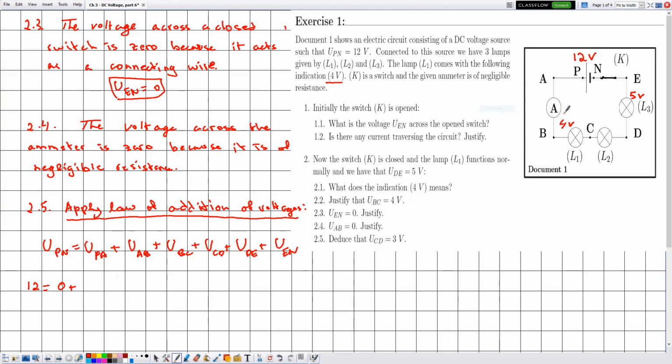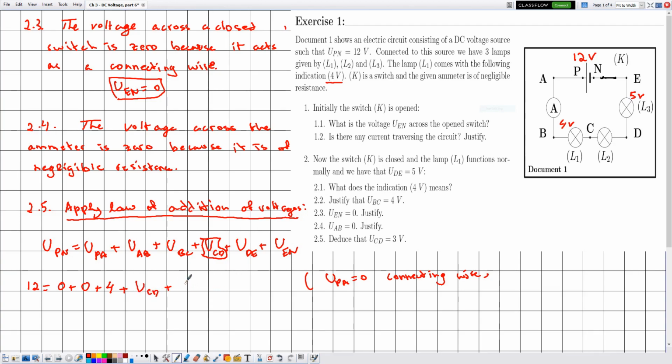Notice that we didn't justify previously why UPA is equal to 0. So here between the brackets, UPA is equal to 0, and the reason is given by connecting wire. Here the unknown that we need to calculate is given by UCD, so we keep it as a variable. Moreover, UAB is equal to 0 because the voltage across the ammeter is 0 from part 2.4. Now UBC is given by 4 because the lamp is functioning normally. The voltage UCD that we want to calculate.